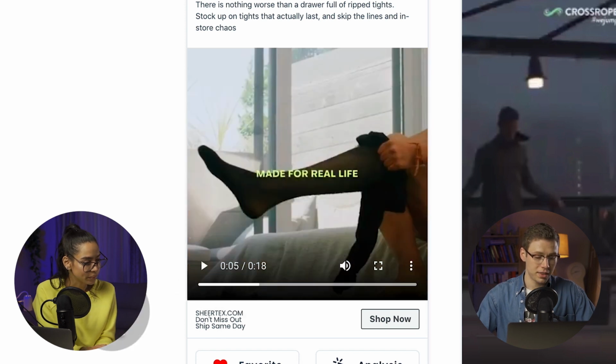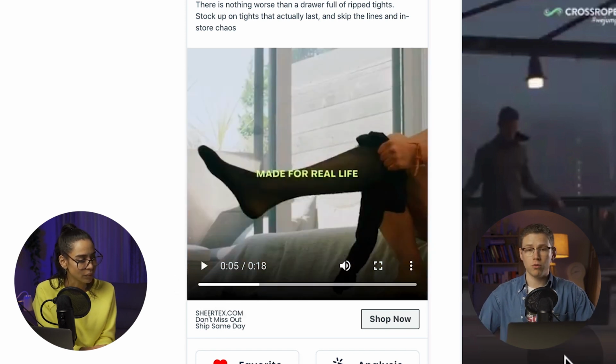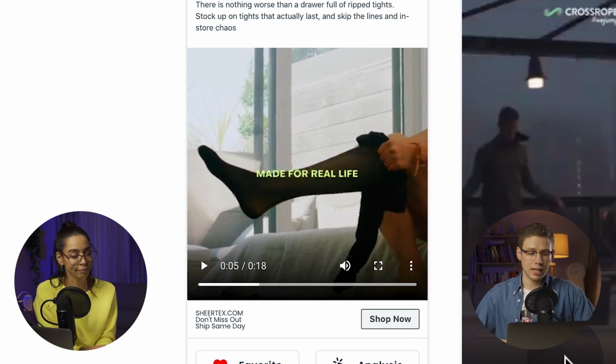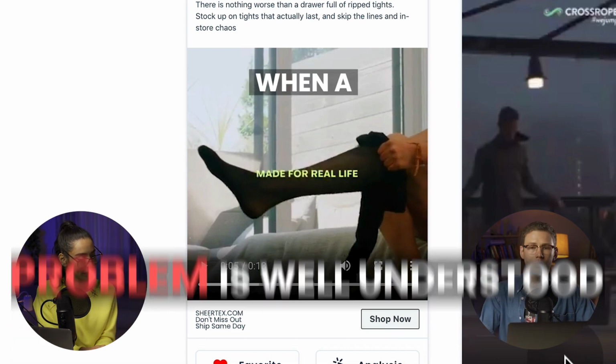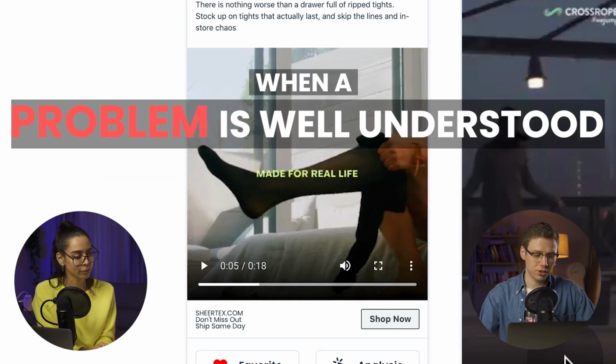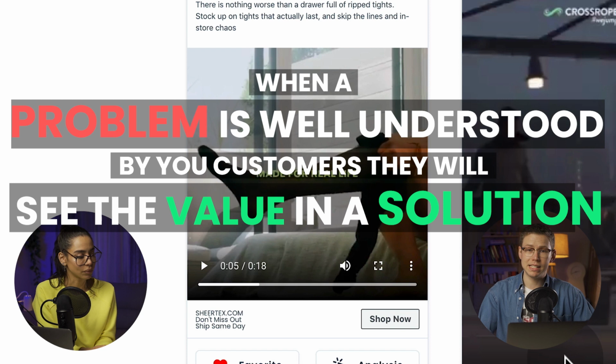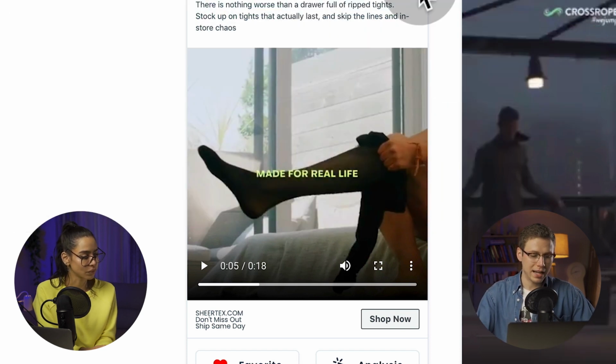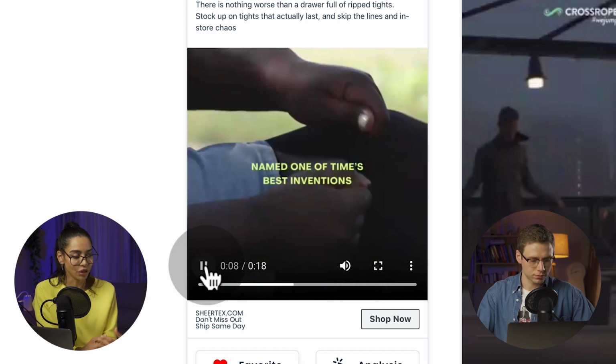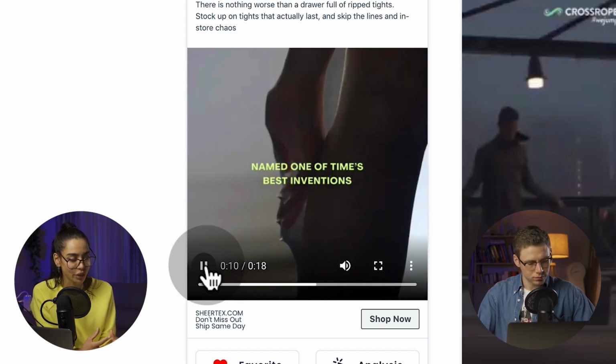What do we have? The thing about this product is that the problem of weak tights is really well understood by pretty much ladies, most women that wear tights. So when the problem is well enough understood by a certain customer base, then they will really see the value in the solution to that problem, which is why this particular ad is so solution focused. Yes, solution with a demonstration of the product, how to use it.